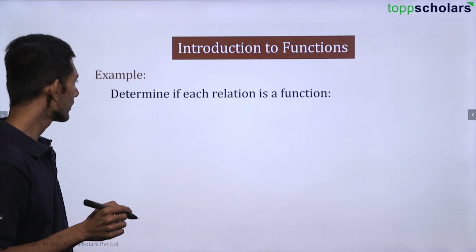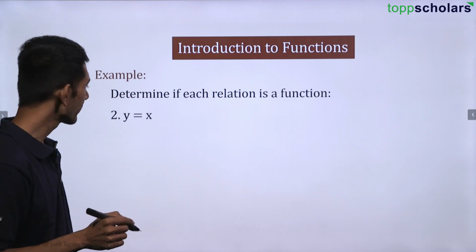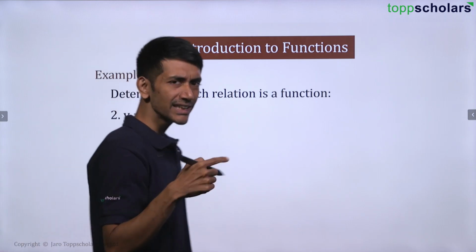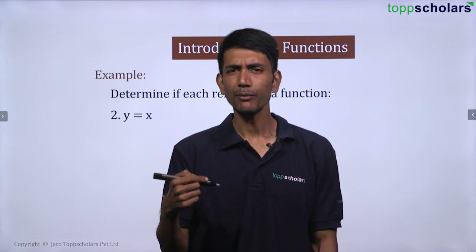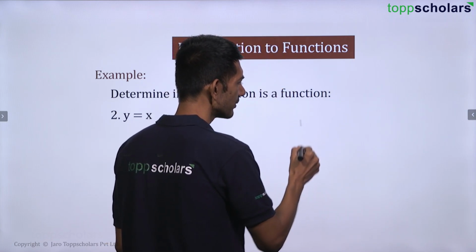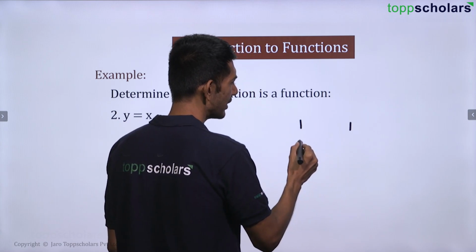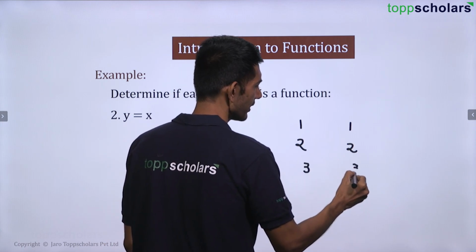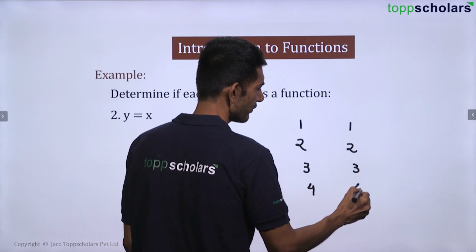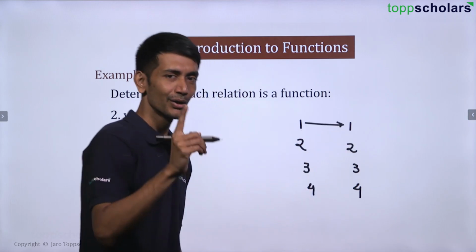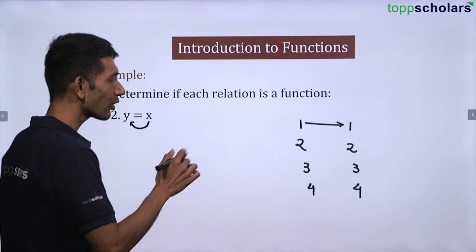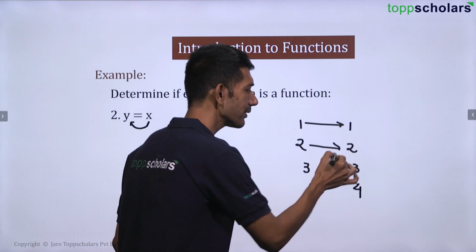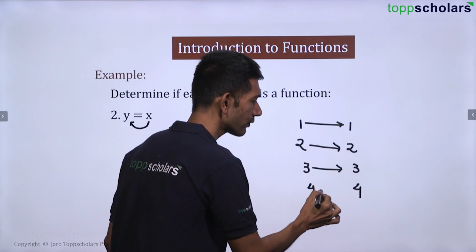Now let us talk about the second example, that is y is equal to x. So tell me one thing, when you keep on changing the values of x, the value of y will keep on changing. Suppose if I take the value of x as 1, y will be 1. If I take the value of x as 2, y will be 2. If I take x as 3, y will be 3. If I take x as 4, y will be 4. So 1 will go with 1 only, no? It is not going to be equal to 10, or 20. 2 will be equal to 2 only. 3 will be equal to 3 only. 4 will be equal to 4 only.